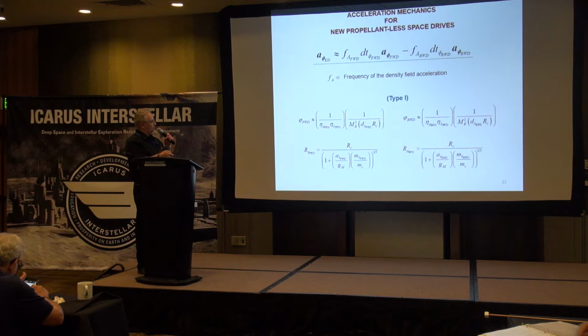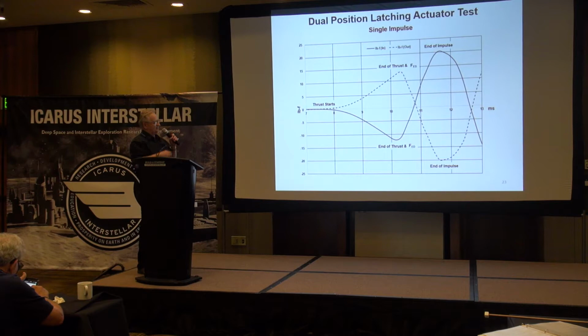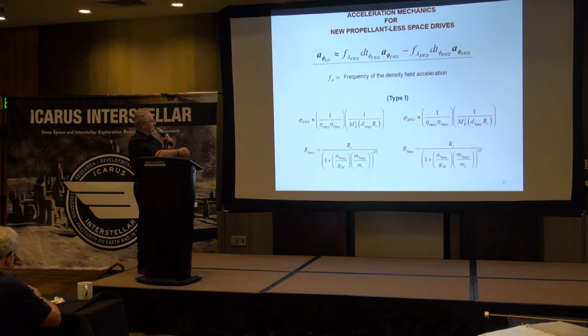Okay. And then this is the data I got on this device right here. To explain it a little bit, from here to here is your thrust, because you're moving a mass, so there's a thrust associated with that movement. But you also have to add the force due to the density field change. The force due to the density field change is in the direction of the motion, where the thrust is in the opposite direction.